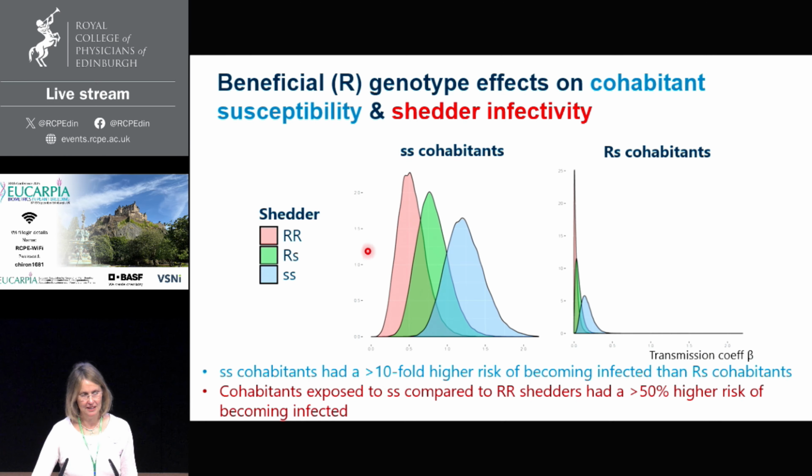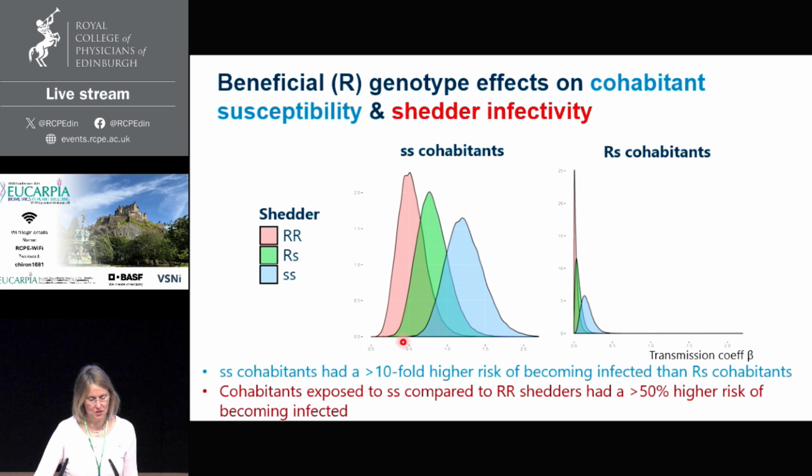When you compare left to right, clearly individuals that carry the resilience allele have a transmission rate, or infection rate, about 10 times smaller than those that don't have the allele. So this is an indication of genotypic variation in susceptibility.